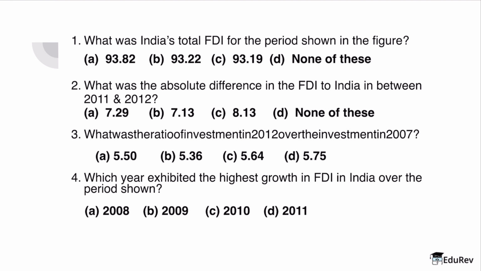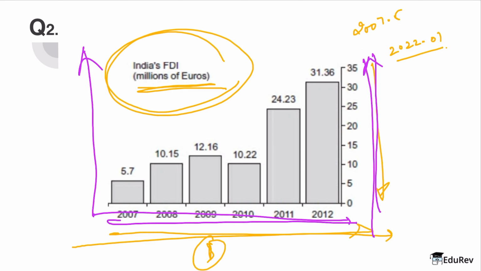Okay. So question number 1 here. What was India's total FDI for the period which is shown in the figure? So for total FDI, I have to add everything. So what is it going to be?